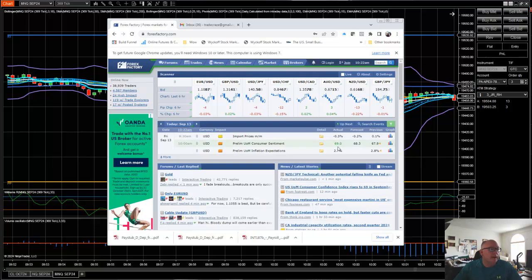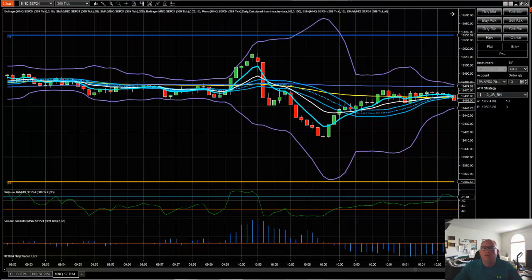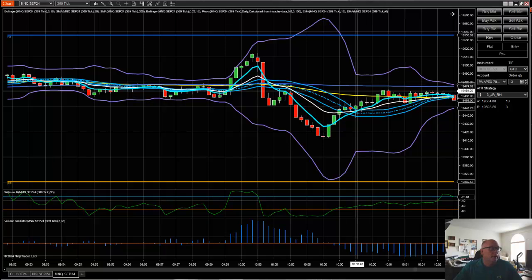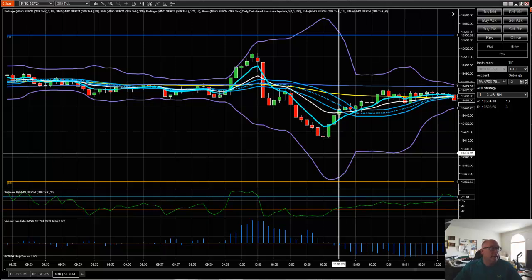The consumer sentiment came out and look, it was green. So they're looking at people who are happier out there, University of Michigan consumer sentiment. You would think that would be an overall positive, but everything is relative to what the market tells you at any given time. It really doesn't matter what you think.